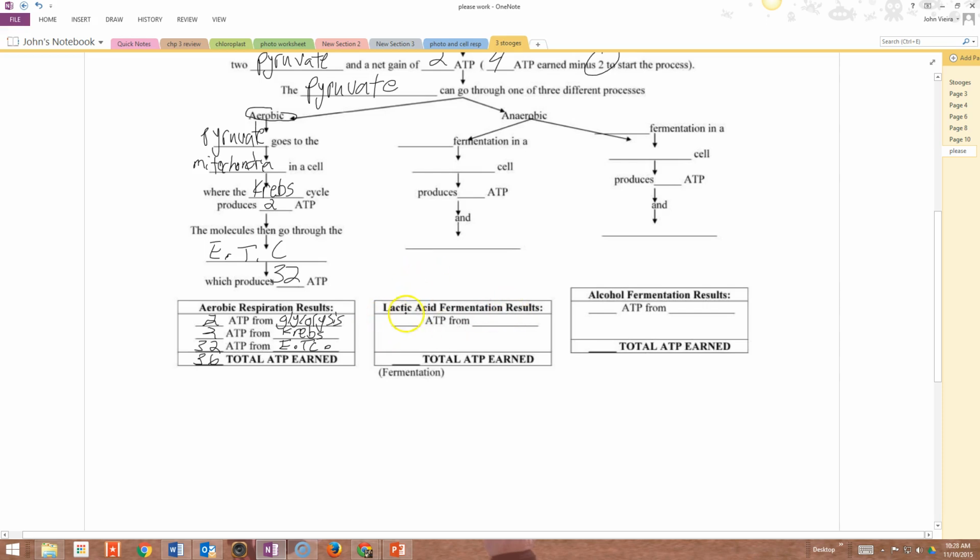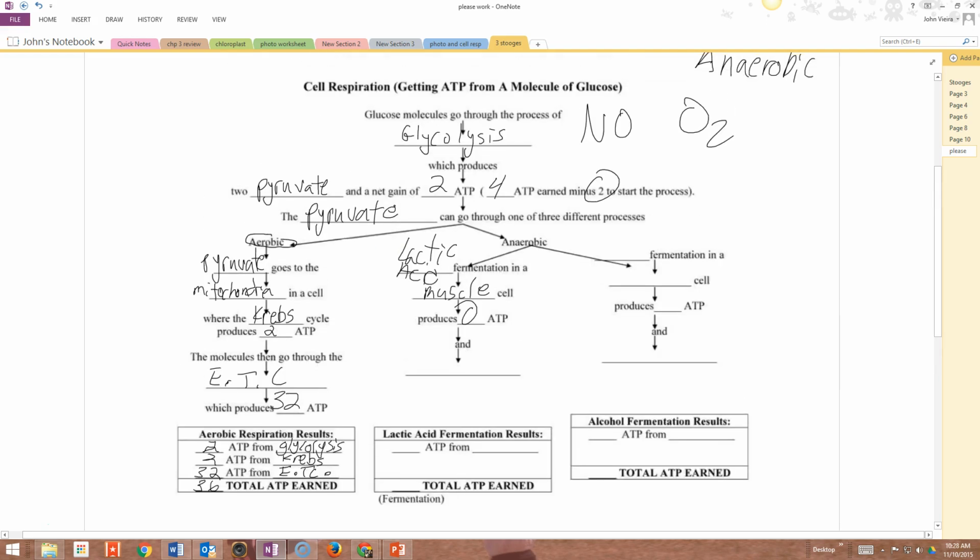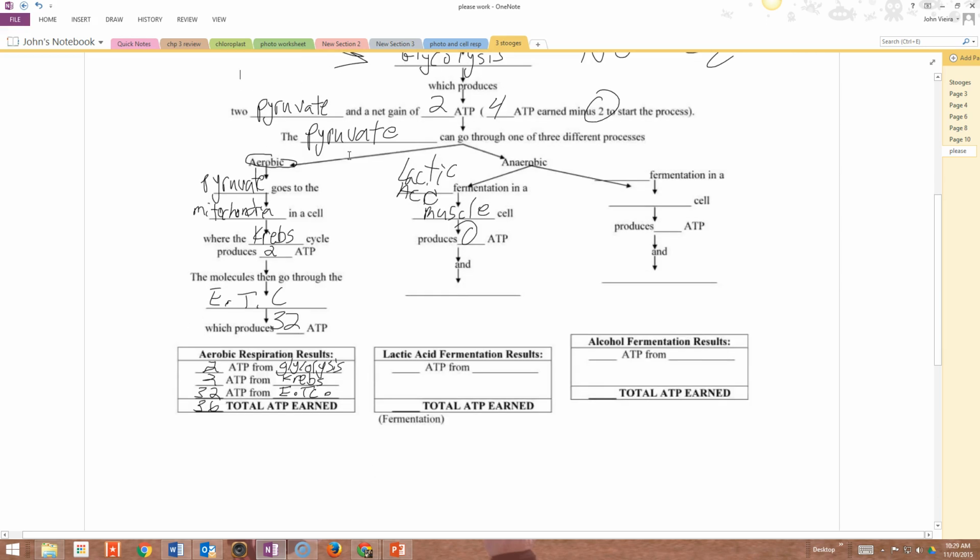All right, lactic acid fermentation is anaerobic. We have lactic acid fermentation in a what type of cell? Muscle. Produces how many ATP? 0. Fermentation produces 0. Guess what produces the 2 ATP? Fermentation allows glycolysis to happen. So it produces 0 ATP and lactic acid. So lactic acid fermentation actually results in 2 ATP from glycolysis. So 2 ATP are produced.